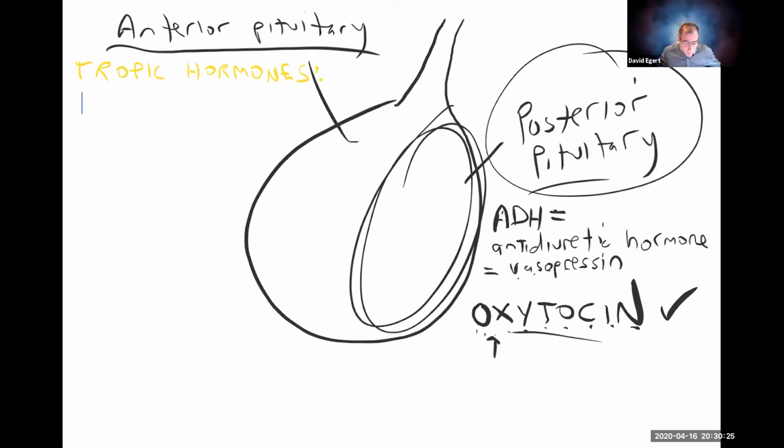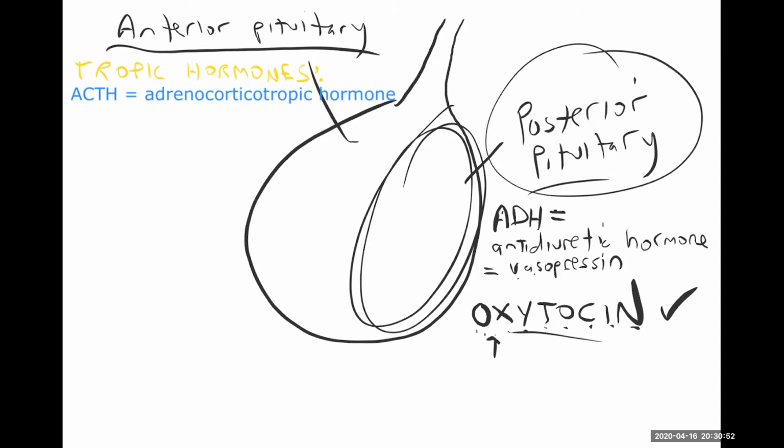One of them is called ACTH, which is adrenocorticotropic hormone. What do you think it talks to? Who do you think it controls? The adrenal gland. Yeah, the adrenal gland. And in particular, it controls the adrenal cortex.